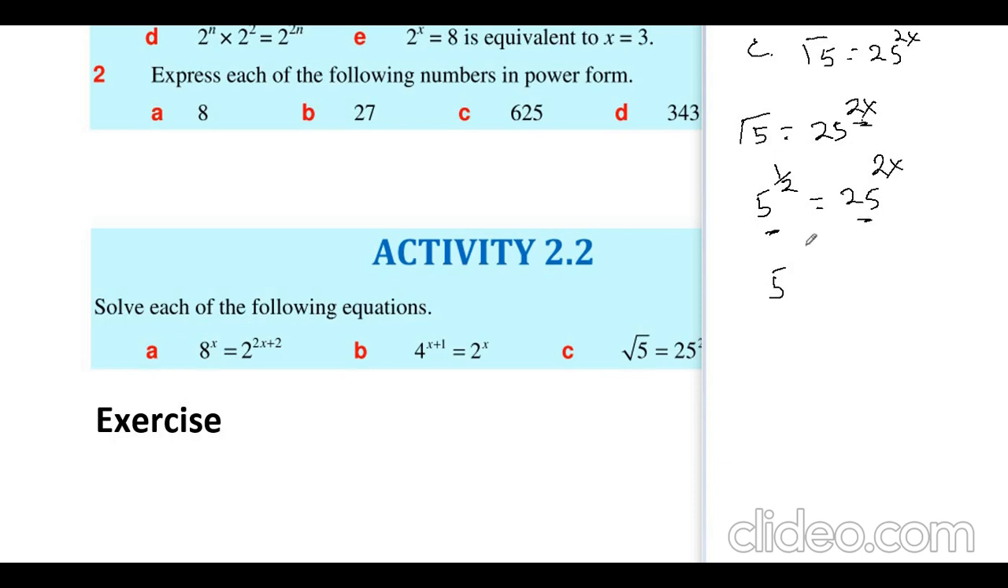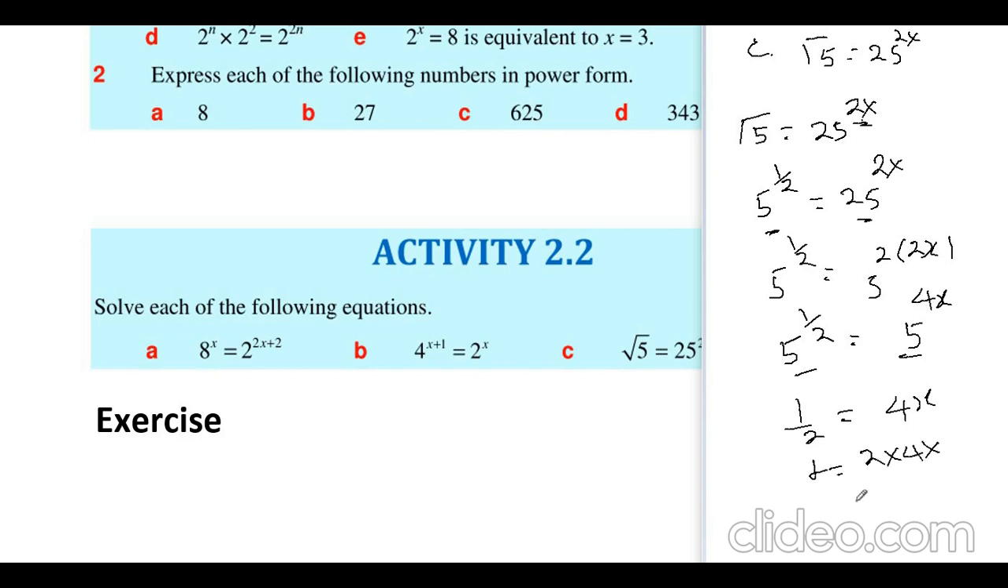So we have to put 25 in terms of 5. 5 to the power of 1 over 2 equal to 25, which is 5 squared, to the power of 2x. So 5 to the power of 1 over 2 equal to 5 to the power of 4x. Since the bases 5 and 5 are equal, we just equate the exponents. So 1 equal to 4x times 2, no, 1 equal to 8x, no. Divided by 8 on both sides, x equal to 1 over 8. The x value is 1 over 8.